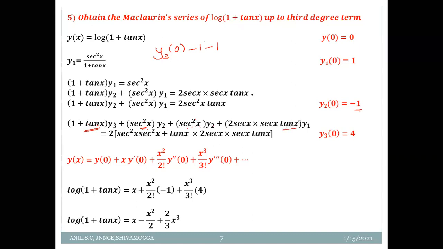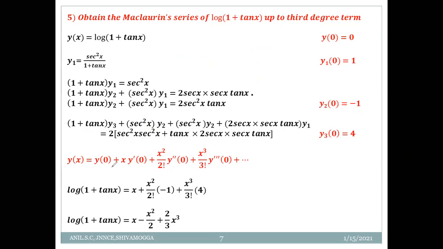Here tan 0 is 0, 0 into anything is 0. This is equal to 2 into secant 0 is 1, 1 squared is 1, this is also 1 squared. 1 squared into 1 squared is 1. And here tan 0 is 0, 0 into anything is 0. Therefore, y3 of 0 is equal to 2 into 1, 2. Minus 1, minus 1, minus 2. Transfer this minus 2 to the RHS. 2 plus 2 is 4. y3 of 0 is 4. The rest is very simple. Write the formula and substitute.